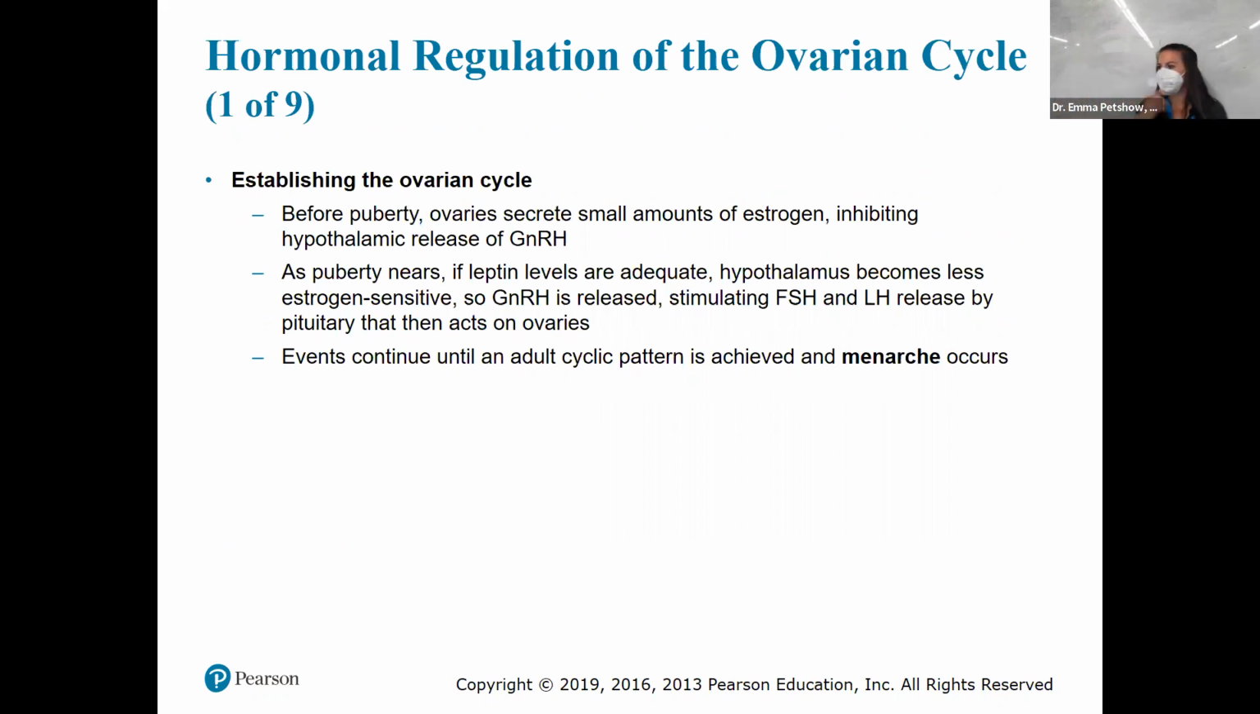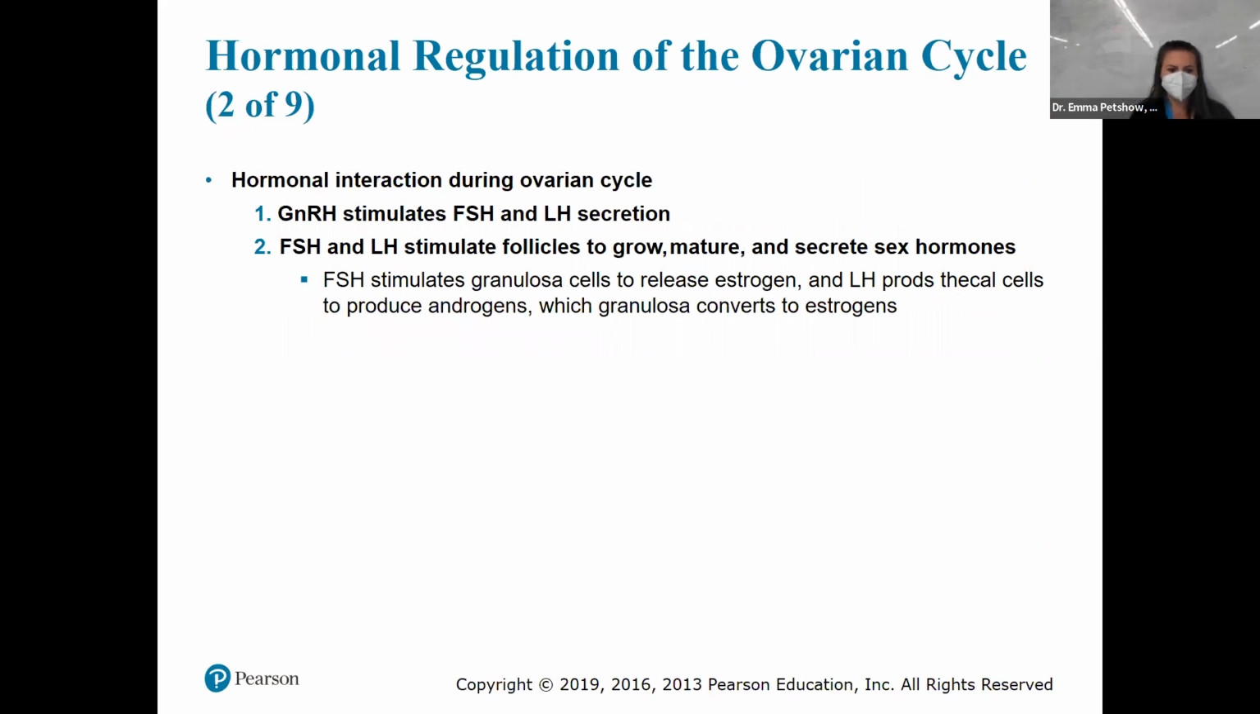So establishing this cycle, like cyclical patterns, is a big component of our female reproductive system. Before puberty, our ovaries are just going to secrete a little amount of estrogen, which inhibits our hypothalamic release of GnRH. As puberty gets closer, if leptin levels are adequate, the hypothalamus itself becomes less estrogen sensitive. So GnRH is starting to get released. That then stimulates FSH and LH release by the pituitary, which can act on the ovaries to start this process. This happens until a cyclical pattern is achieved, and then we have menarche, which is the first menstruation.